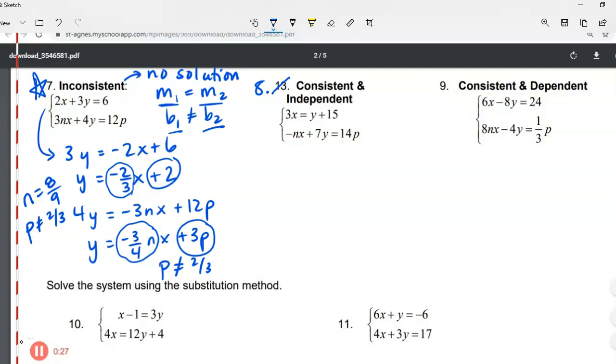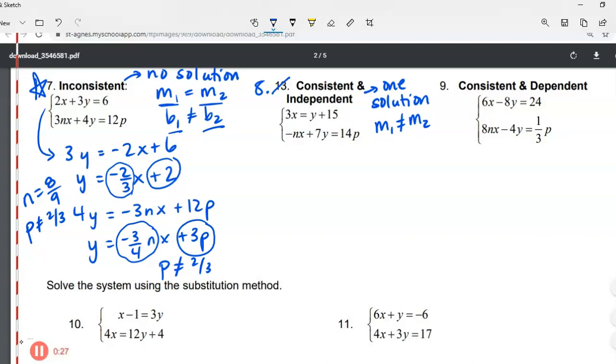Okay, so now let's go to number 8. So if we say we are consistent and independent, that means we only have one solution. And if we have one solution, that means that our M1 and M2 do not equal one another. They can be anything. They will intersect. And also our B1 and our B2, that doesn't even matter. The whole point is that our slopes are not the same.